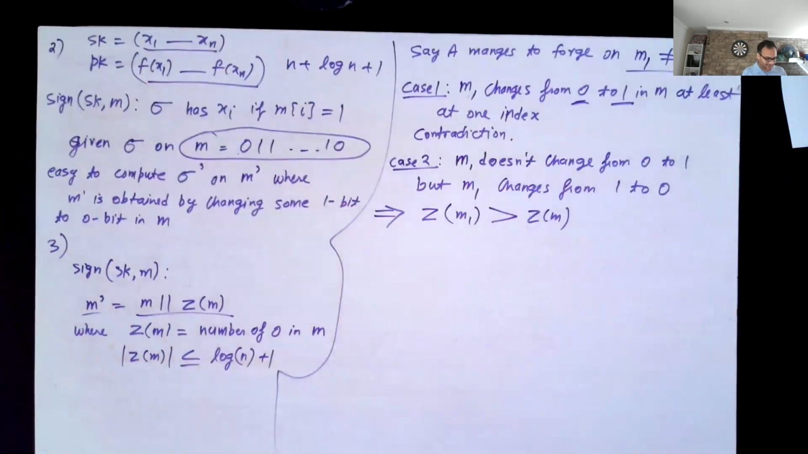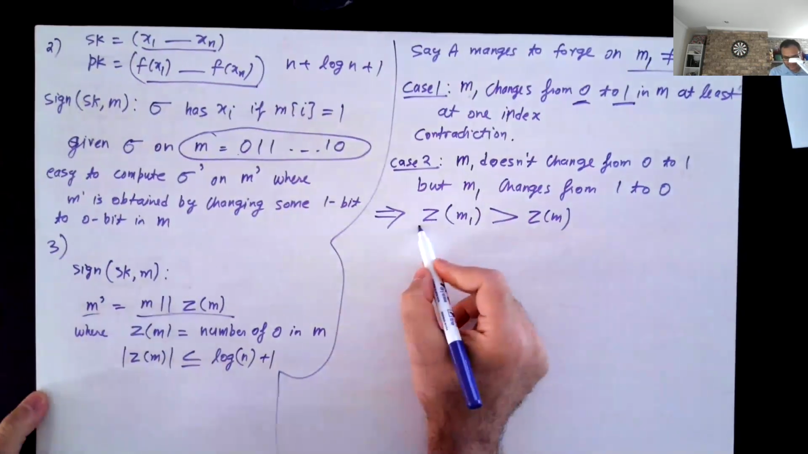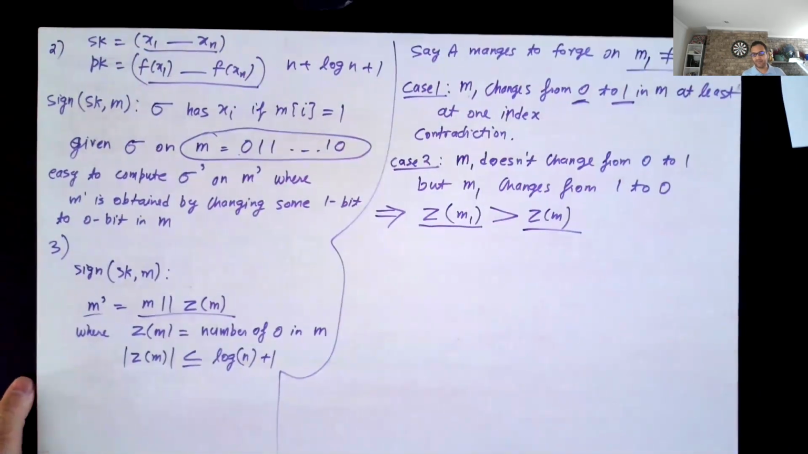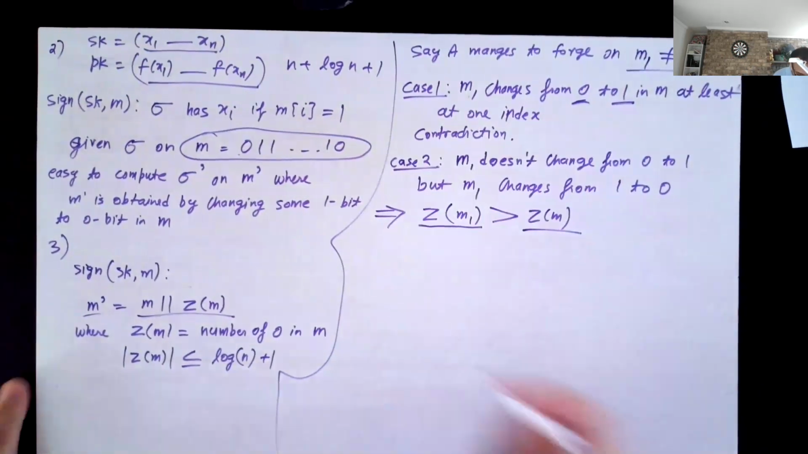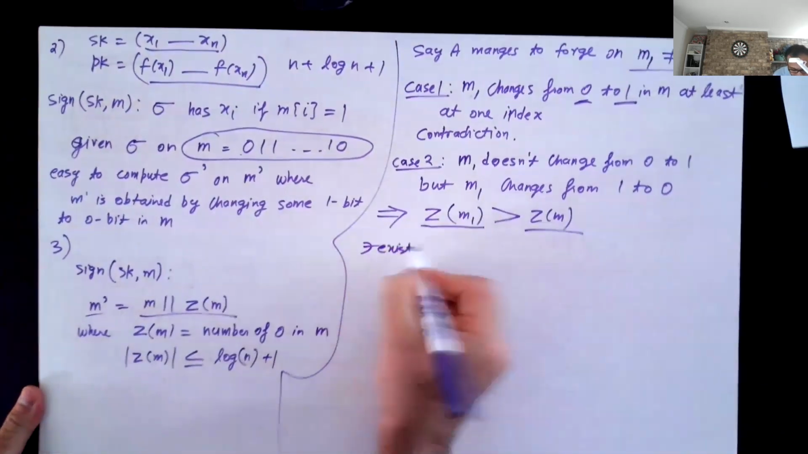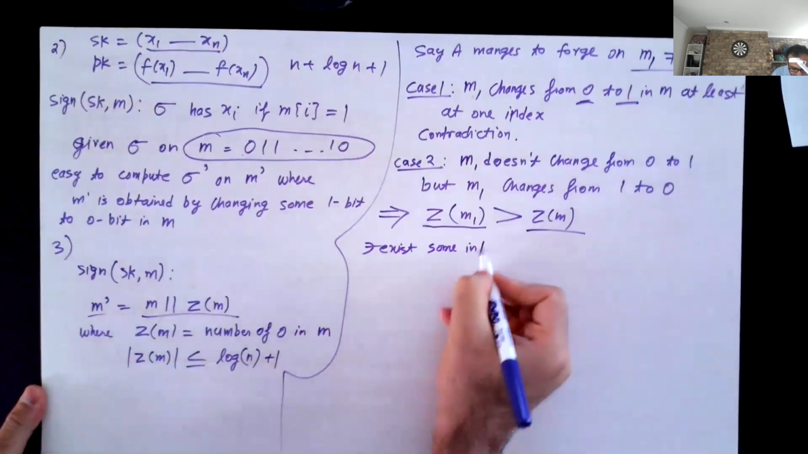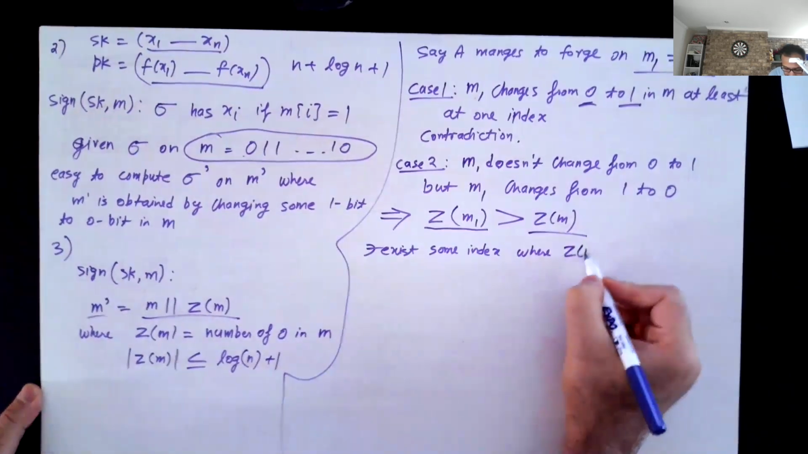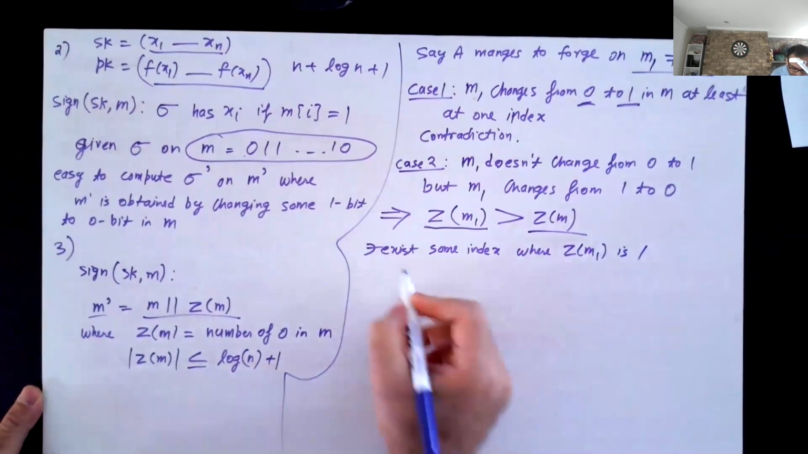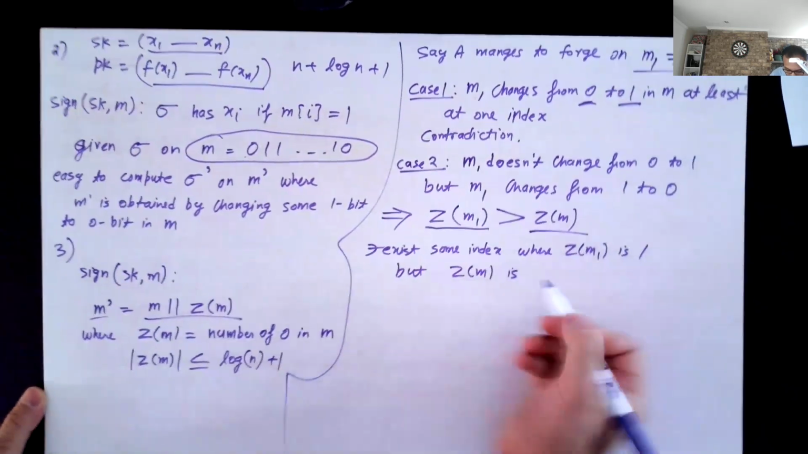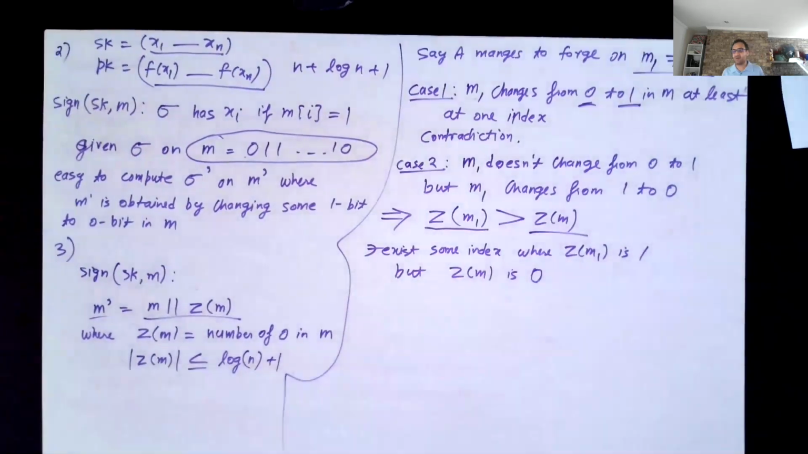Now, if this number is larger than this number, you represent both numbers as bit strings. This means that there must exist some index where z of m1 is 1, but z of m is 0. Okay, that's the only way z of m1 can be larger than z of m.